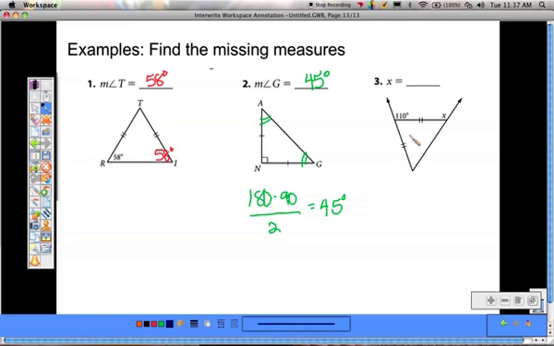And for number 3, again, it's isosceles, so this angle is the same as this angle. So I'm going to find this angle first. We know this is a straight line, so we have 180 minus 110. So this is 70 degrees. To find these angles, we're going to take 180 minus 70, divide by 2. So that again is 110 divided by 2. So each of these angles is 55 degrees.